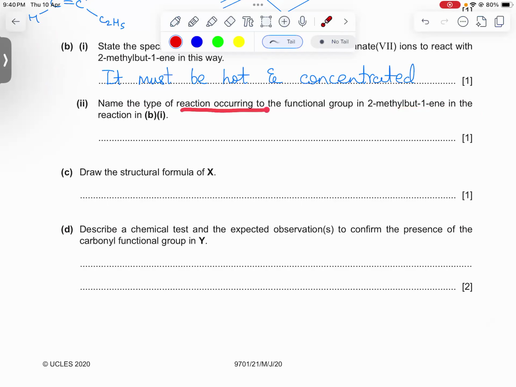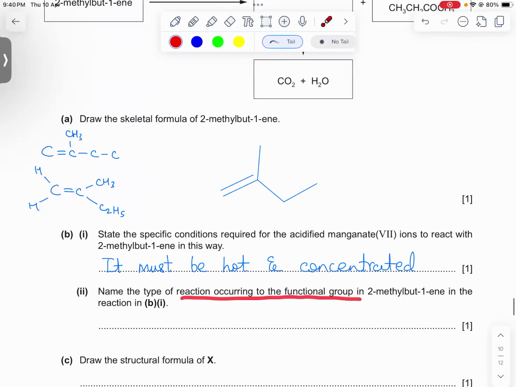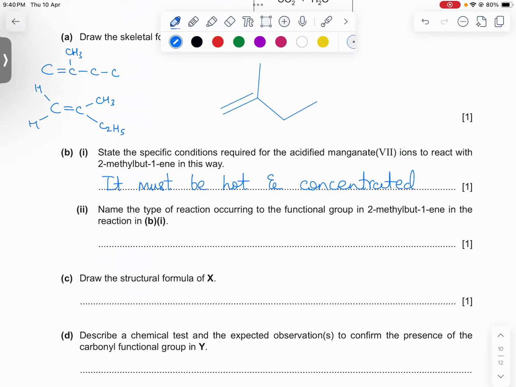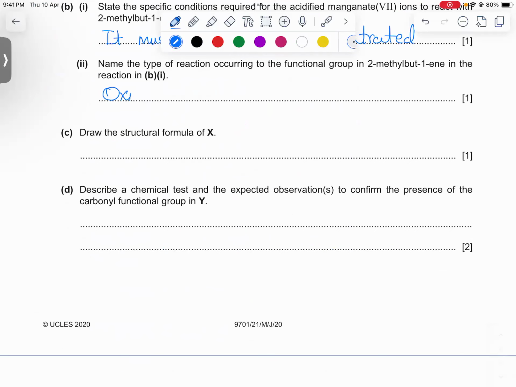Next question. Name the type of reaction occurring to the functional group in 2-methyl-butene in reaction B part 1. So the alkene, what is the type of reaction that is happening over here? Because of acidified potassium manganate, the reaction is always an oxidation reaction. This is an example of an oxidation reaction, right? So this is an oxidation reaction.